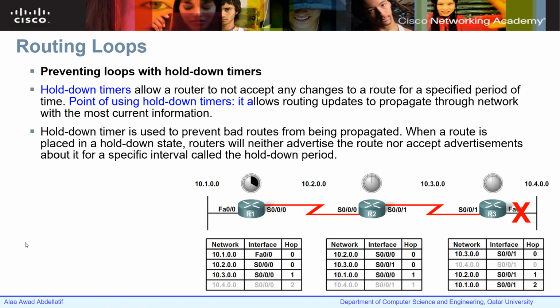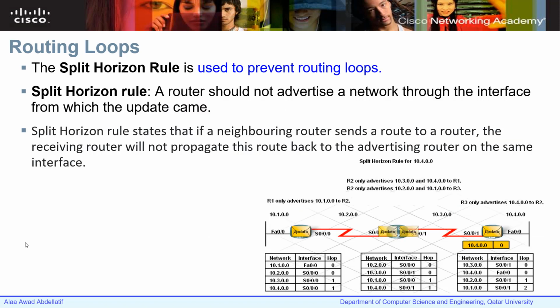So if a specific link is unreachable, I will put a hold down timer for this route. I will not accept any updates about this route for a certain amount of time, to make sure that all networks already receive this information that this link is unreachable, and to avoid exchanging old wrong information that says it's reachable. So I will consider this route on hold for a specific amount of time. Third method is the split horizon rule.